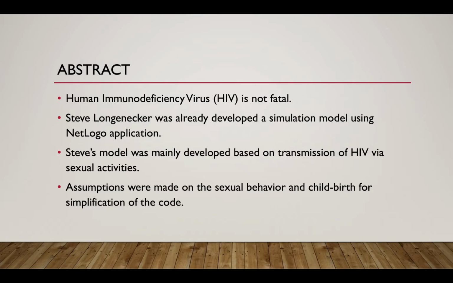The aim of this study is to add transmission of HIV through perinatal infection, where the virus transmits from mother to child during birth or breastfeeding. Assumptions were made on the sexual behavior and childbirth for the simplification of the code. More than the interrelation between variables, the effect of perinatal infection of HIV was the focus. The model was tested for the ability to simulate actual conditions using various states of variables.